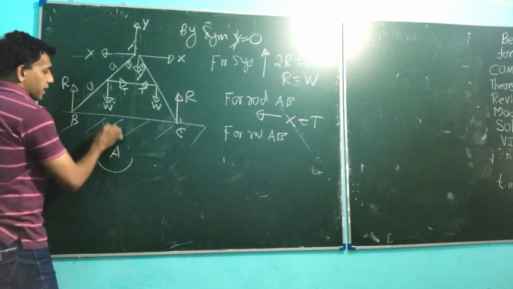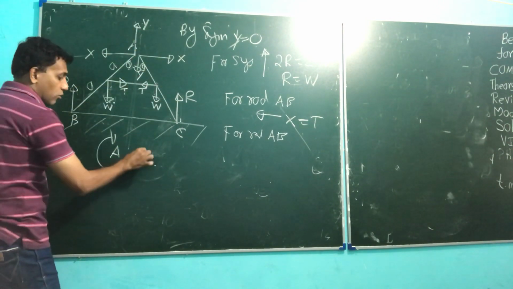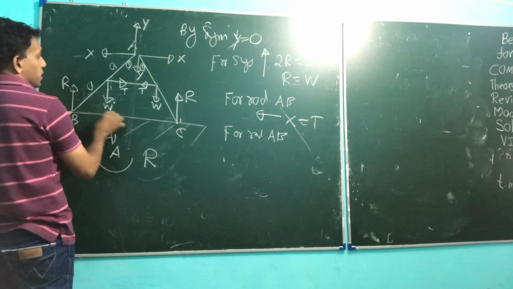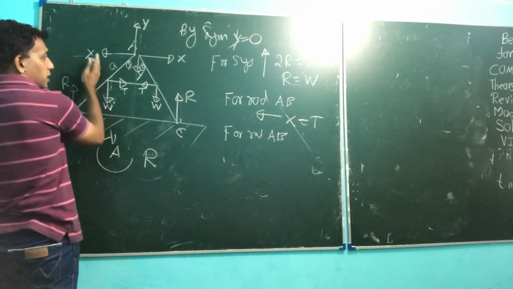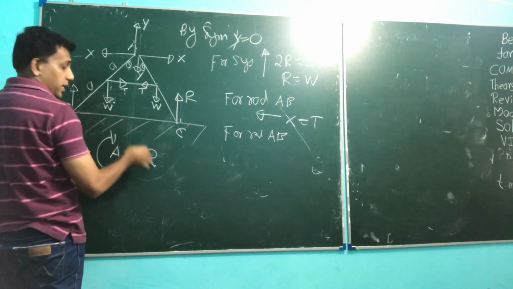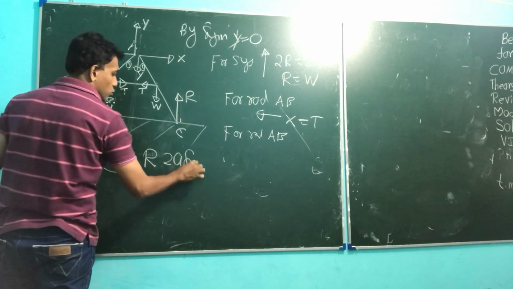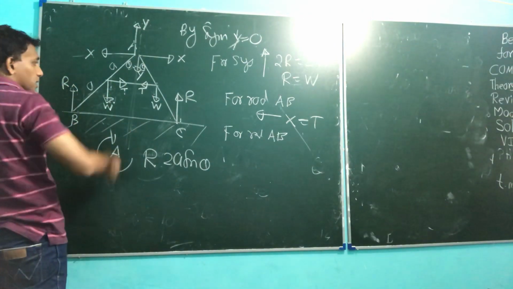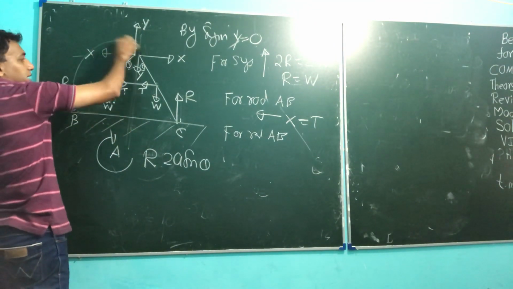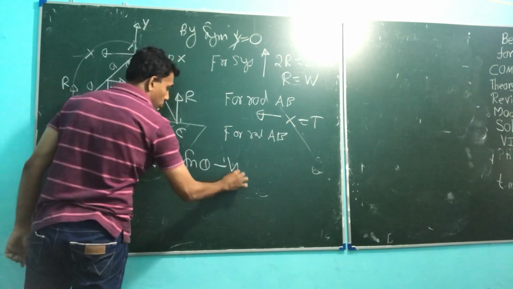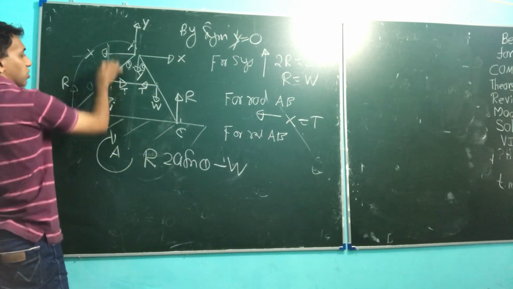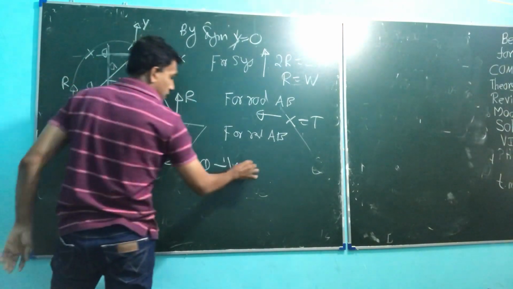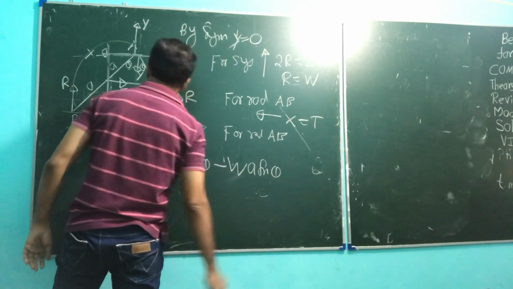So the R component is 2A sin theta, 2A sin theta times R, okay? Next, W on the other side. Minus W, whose line of action is here, A sin theta, right? A sin theta.